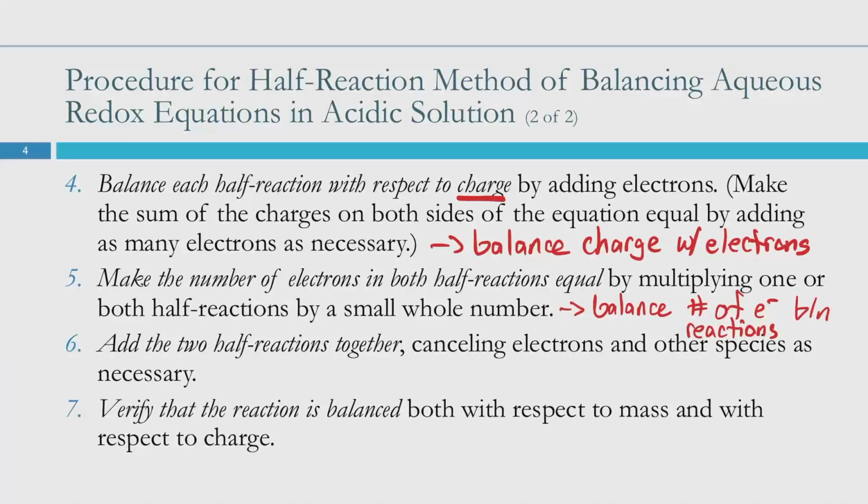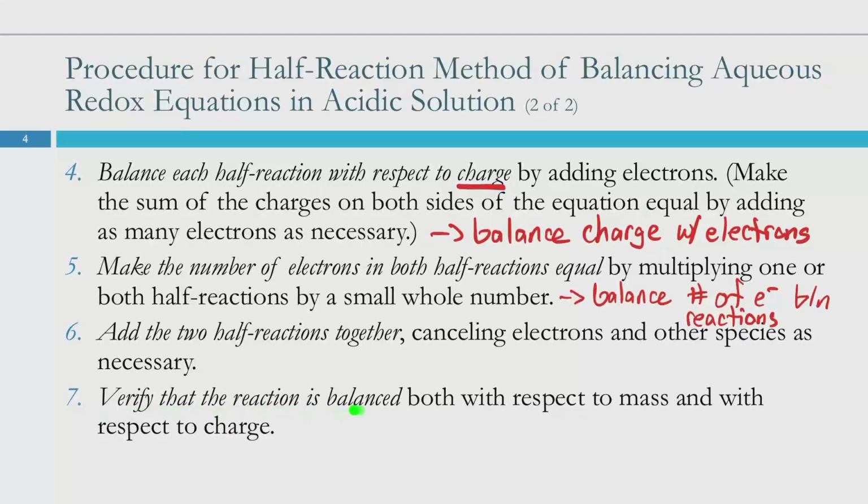What this does is it allows us, in the next step, in step 6, to add the two half reactions together. Since we would have had 5 electrons on one side of one of them and 5 on the other side, we can cancel them out. Anything that's on the left side we can get rid of that's also on the right side. So that's how we get rid of the electrons. That's where they disappear. That's the step where they go away.